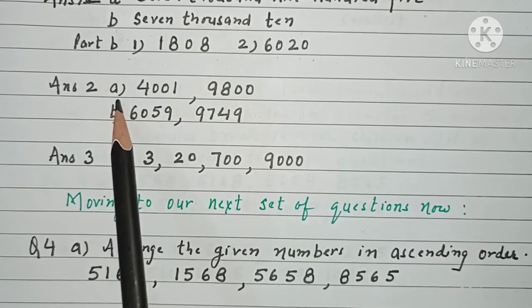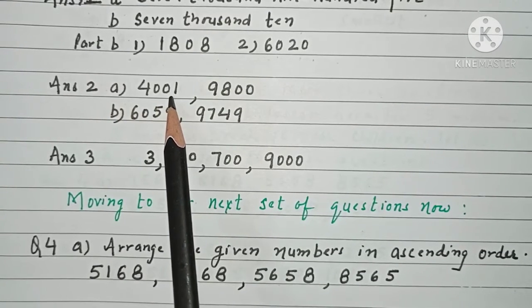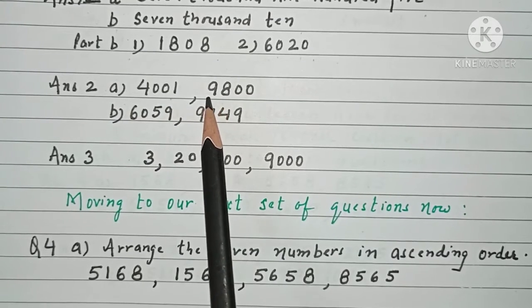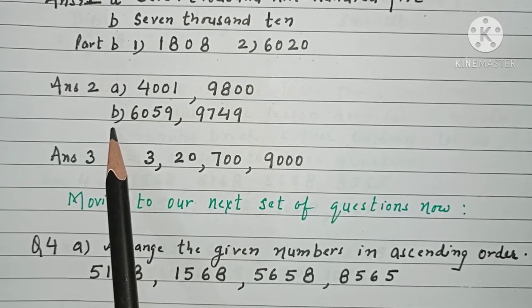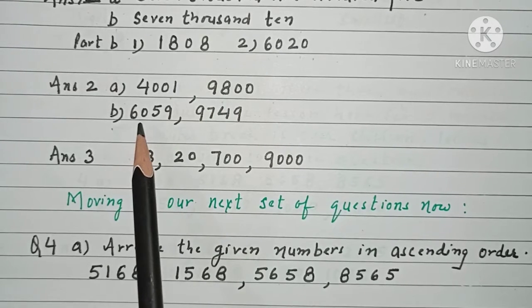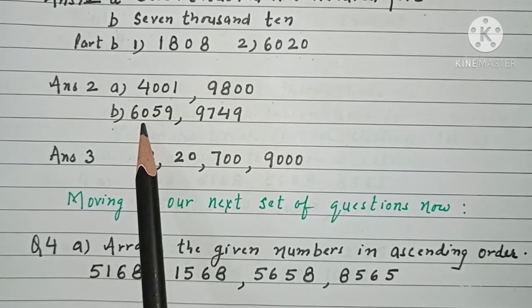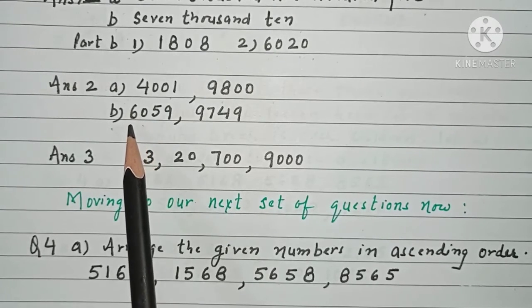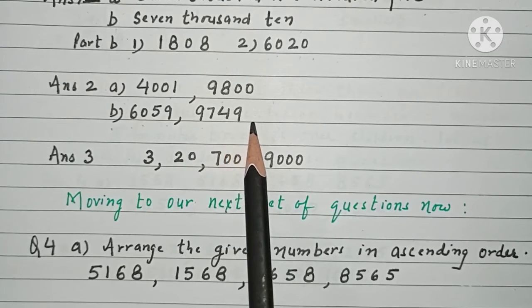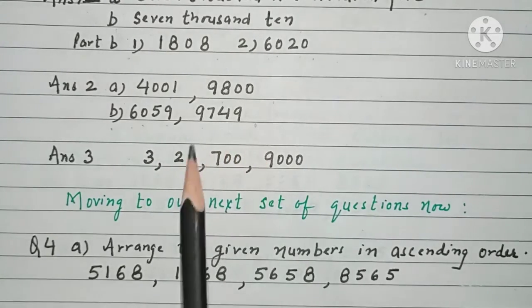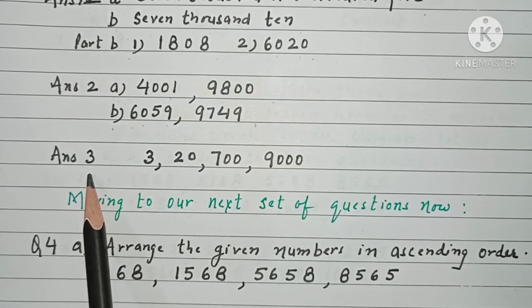Now the successor of 4000 is 4001 and then the next answer is 9800. And in the B part, as we need to write down the predecessor, so it is by subtracting 1 from the given number. So it is 6059 and 9749. And the answer number 3 is the place value we have to write down.